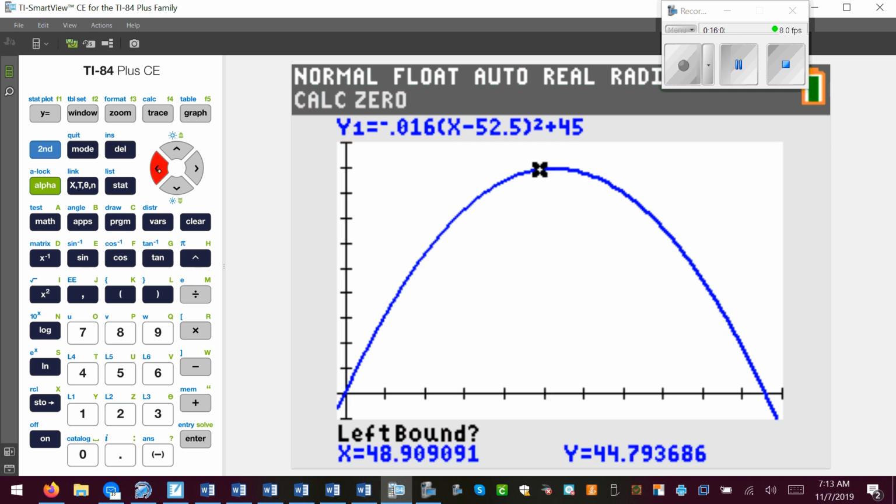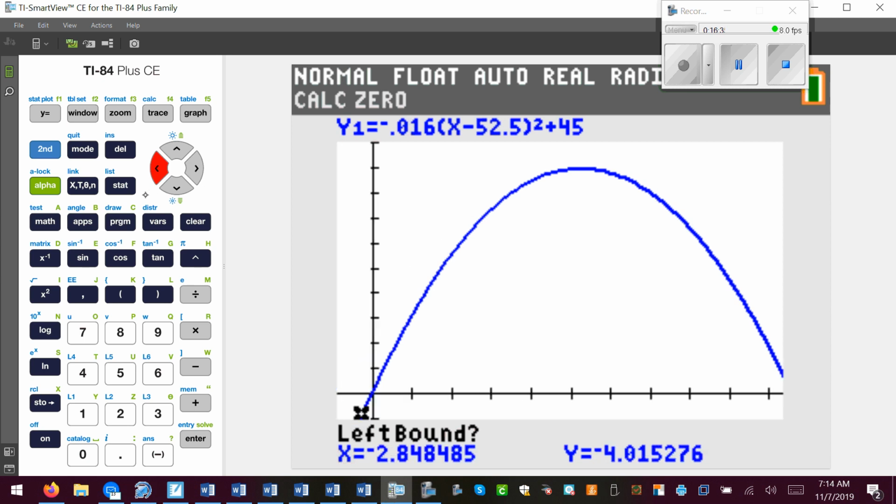The question says left bound, so I have to take my cursor and get it over to the left of one of the x-intercepts. I'm going to go find the x-intercept that's over on the left first. It looks like it's pretty close to (0, 0), but I don't think it's exactly (0, 0). So I'm working my way over there. It doesn't matter what number your cursor is at, but it needs to be somewhere to the left of that x-intercept. So right now I'm going past it over to the left. I can go off the screen, it doesn't matter. I'm going to select this point right here because it's to the left of the x-intercept.